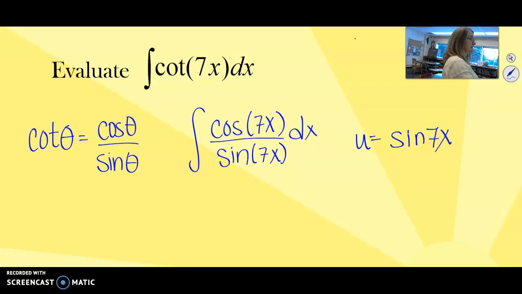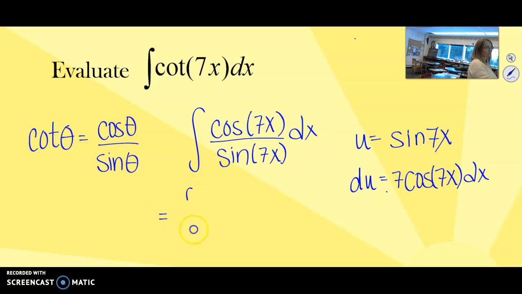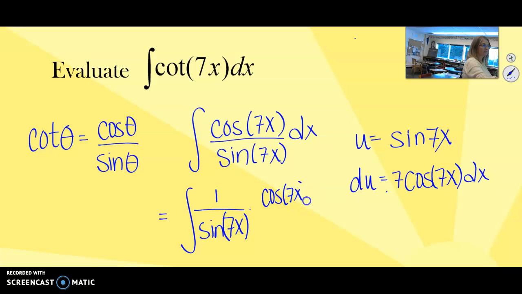u equals 7x. So then du is going to be, well, the derivative of sine is cosine, and you leave the inside alone, cosine of 7x, but then we have to multiply by the derivative of the inside, which is 7, and dx. So if I split this fraction up, it's 1 over sine of 7x, multiplied by cosine of 7x dx. I almost have this right here, but I'm missing this 7.